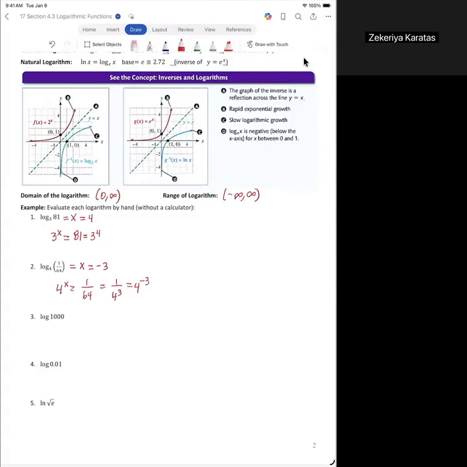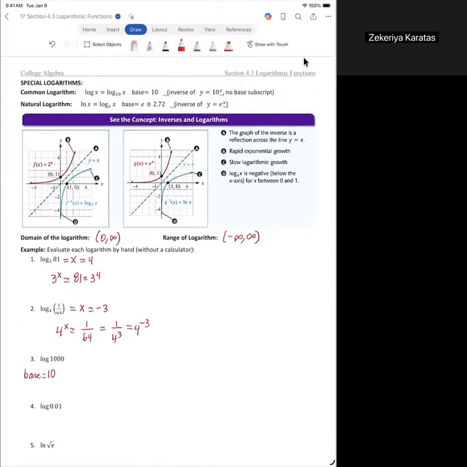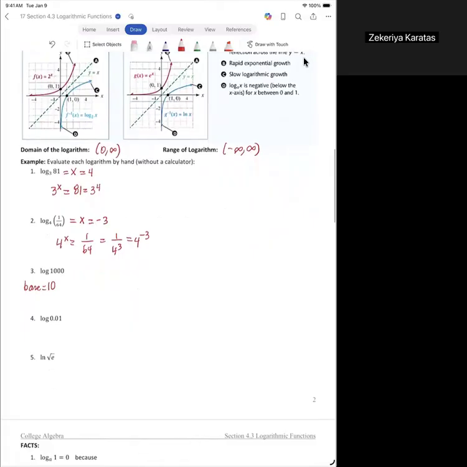Here, no subscript, so that means my base is 10. It's the common logarithm. We spoke about that at the top of the page: common log, base 10. So you're trying to compute this one. Which power of 10 gives you 1000? Clearly x will be 3, the third power. As you see, the logarithm computes the exponent of the exponential version of it. That's why we all the time say log computes the exponent.